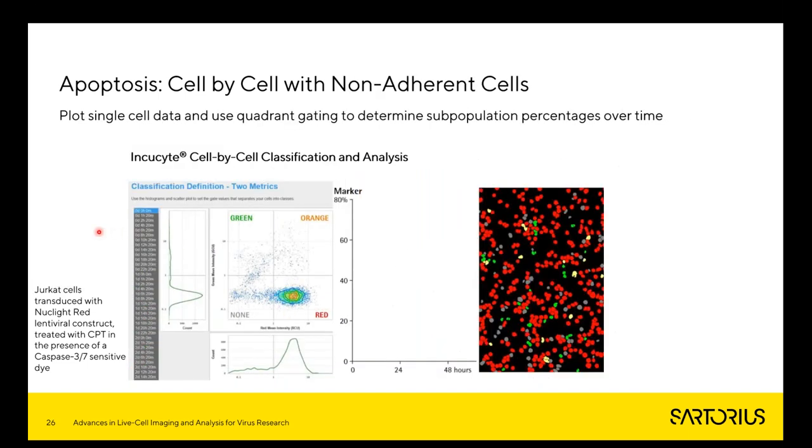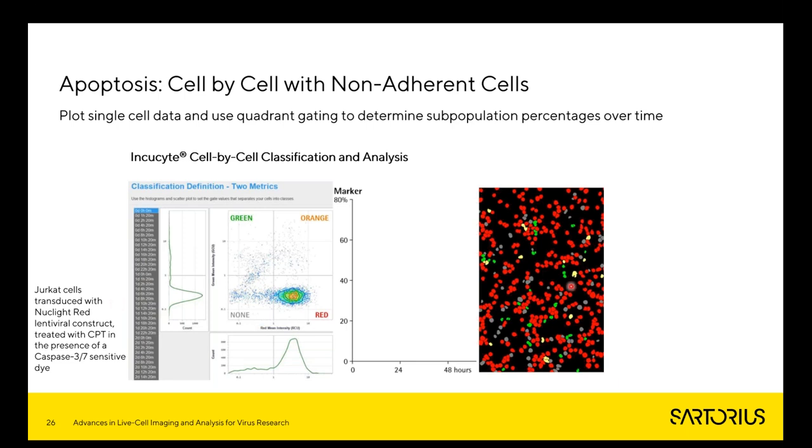In this next example, I'm going to show you again using the cell-by-cell module to effectively analyze suspension cells, not adherent cells, to perform subpopulation analysis. If you remember from my first video, I mentioned that the plates in the Incucyte remain stationary, so cells don't move around when acquiring the images. This is useful when you're working with suspension cells, as they are not moving too much in the wells. In the video I'm going to play next, I'm using the same example as the previous slides, but in this case we're looking at Jurkat cells, which are suspension cells. They're transduced with Nuclight Red and treated with camptothecin in the presence of a caspase 3/7 sensitive dye in the green channel.